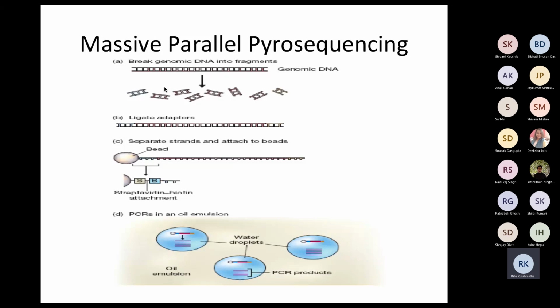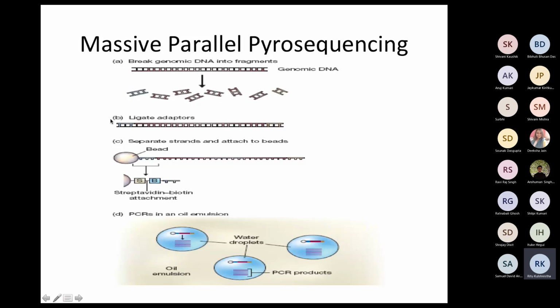But here the idea is, can we do parallel sequencing, which obviously makes more sense rather than waiting for a single sequence of 500 to 700 bases. So here what they have done is you break it into smaller fragments. Then you add the adapters on both sides. So these adapters are oligonucleotides.